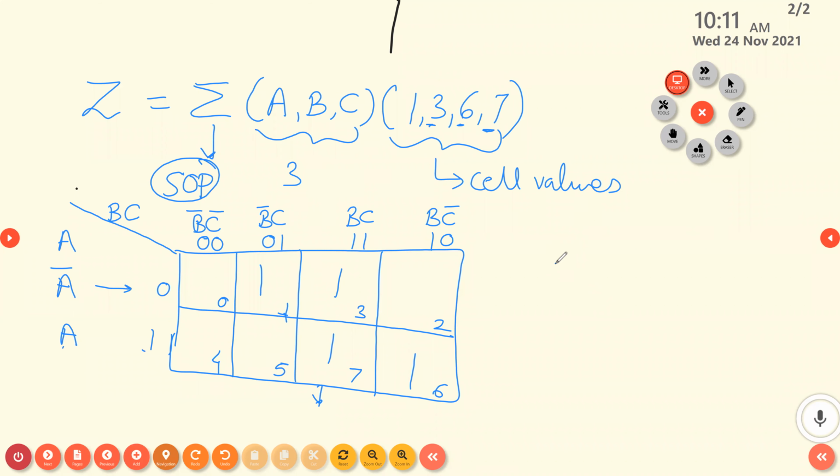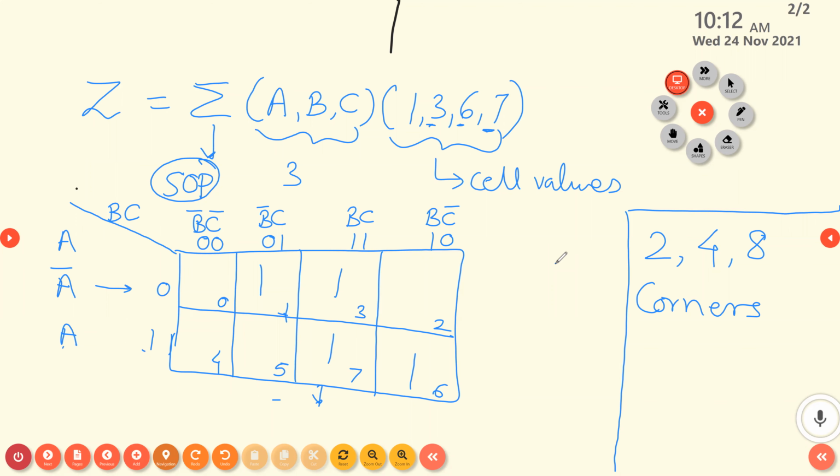So we have filled all values which are mentioned in our problem. Now under K-map, you have to make a group of ones for SOP and a group of zeros for POS. Now how to make a group? Here I am mentioning the rules for making groups. You can make a group of 2, 4, or 8, you can make a group at corners also, and you can make a group of opposite values also.